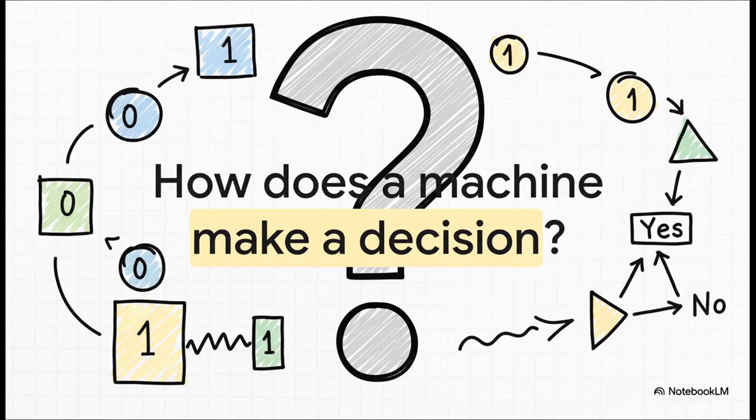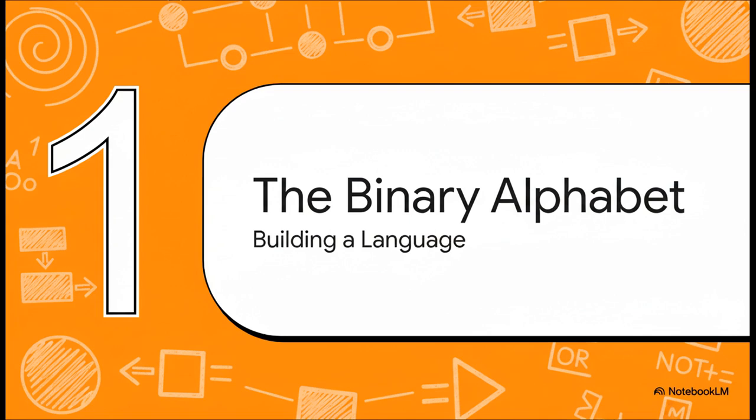The big question is this: how does a machine, a thing made of metal and silicon, actually make a decision? That's what we're going to break down right now. All right, let's dive right in. To even begin to understand how a computer thinks, you gotta start with the language it speaks.